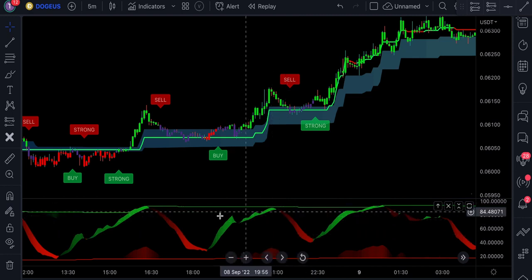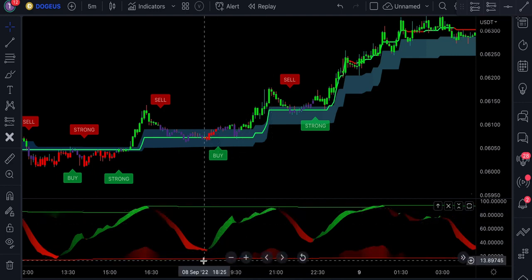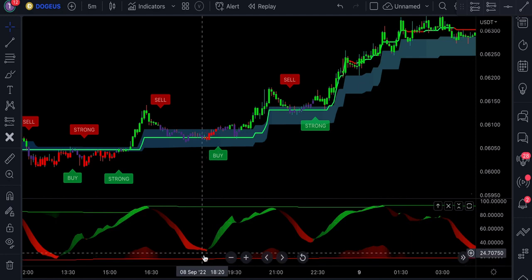This indicator can also be used for a reversal strategy. Notice it has overbought and oversold levels. So every time the oscillator touches one of these levels, this is a signal to buy or to sell.